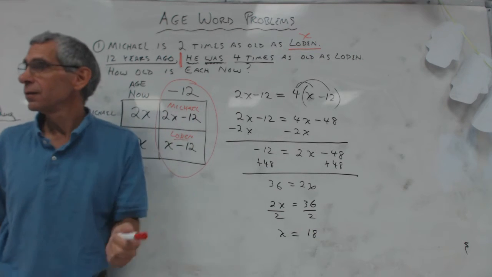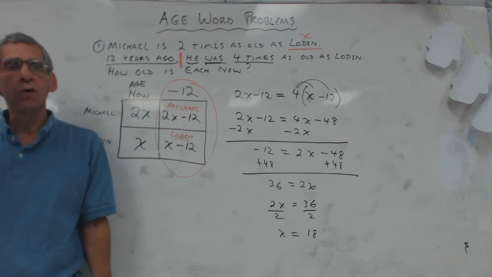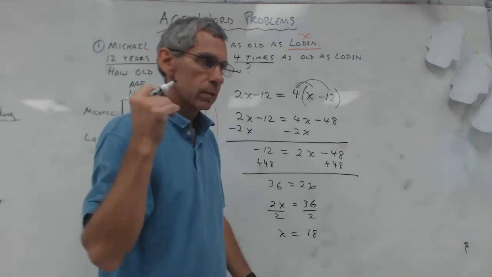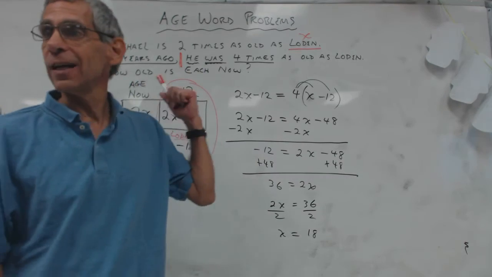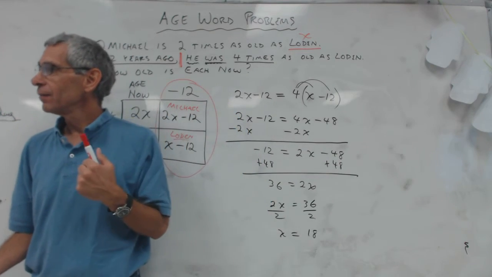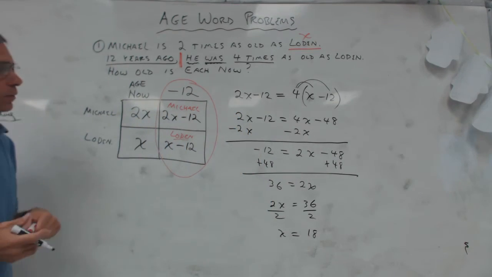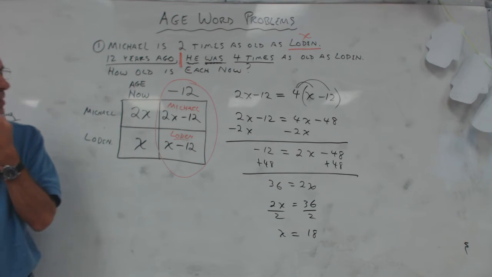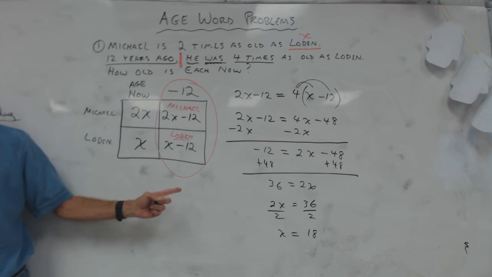I'm done, right? No. Oh wait, this is a word problem. What do I always have to remember with word problems? You have to put it in words. They took the time to ask it in words. But what about how old is each now? So London is 18 and Michael is gonna be 2 times 18, 36. So this is interesting to me.